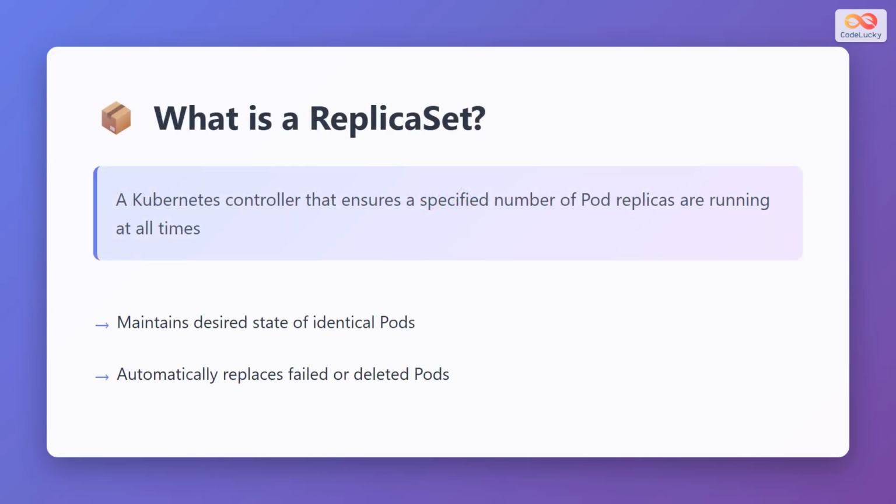A ReplicaSet is a Kubernetes controller that ensures a specified number of pod replicas are running at all times. Think of it as a guardian that constantly watches over your pods. The ReplicaSet maintains the desired state of identical pods, ensuring consistency across your application instances. If a pod fails or gets deleted, the ReplicaSet automatically replaces it with a new one, providing self-healing capabilities that are crucial for high availability.